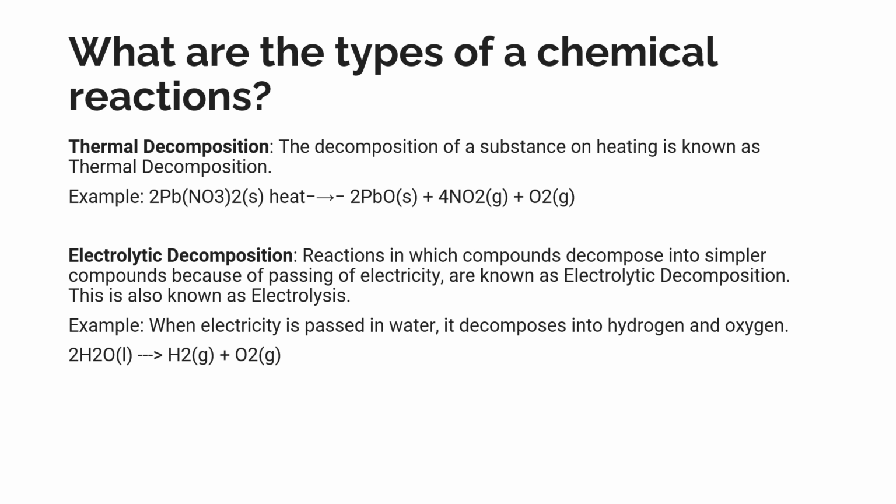Now let's look at electrolytic decomposition. Reactions in which compounds decompose into simpler compounds because of passing electricity are known as electrolytic decomposition. This is also known as electrolysis. Example: when electricity is passed through water, it decomposes into hydrogen and oxygen. 2H2O in liquid state gives 2H2 in gaseous state plus O2 in gaseous state.